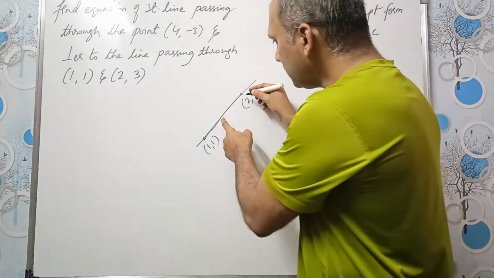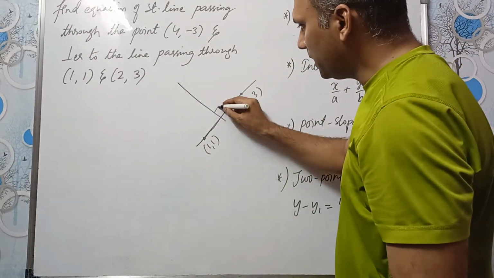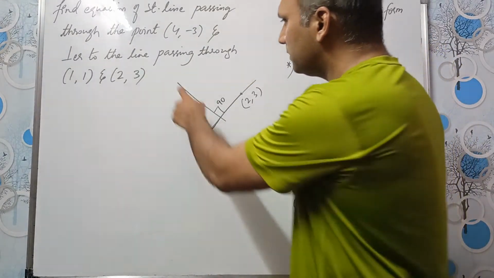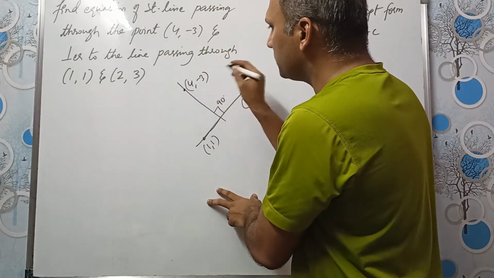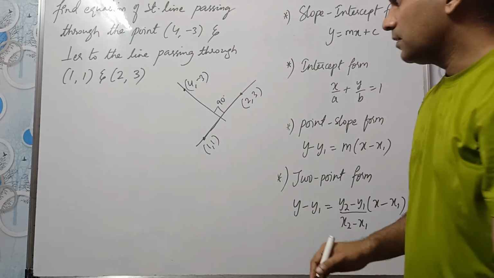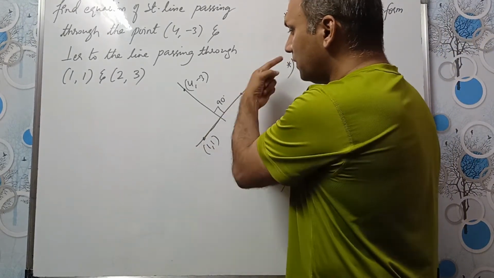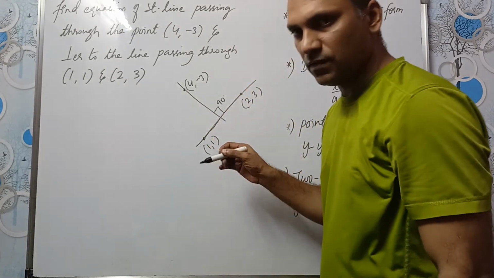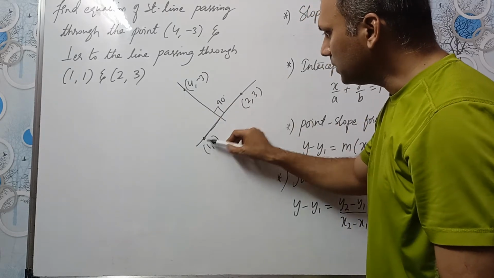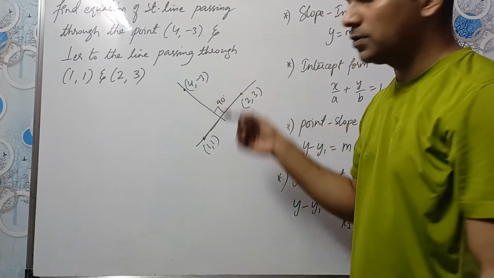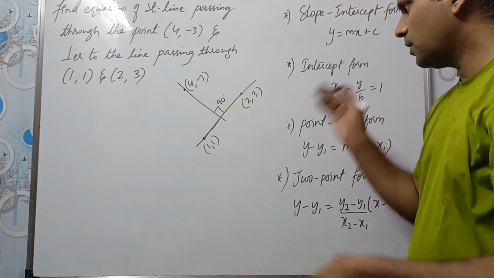So we need to find a straight line which is perpendicular to this straight line. Perpendicular means 90 degrees, and this straight line is passing through (4, -3). This is just a rough diagram. It is like this. We have a straight line. We should not find the equation of this straight line. We should find the equation of this straight line, and this straight line is perpendicular to this line and passing through (4, -3). Okay. Which form can we use here?